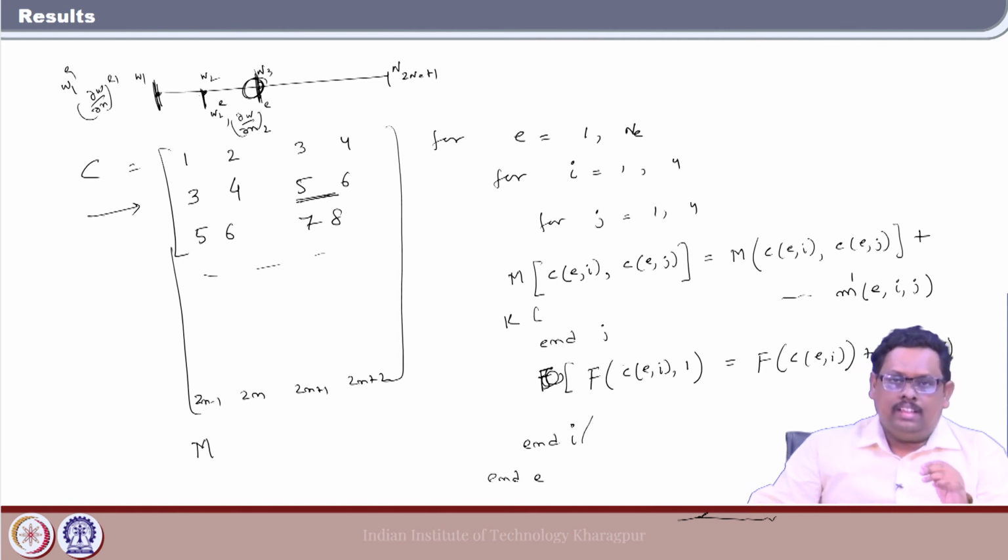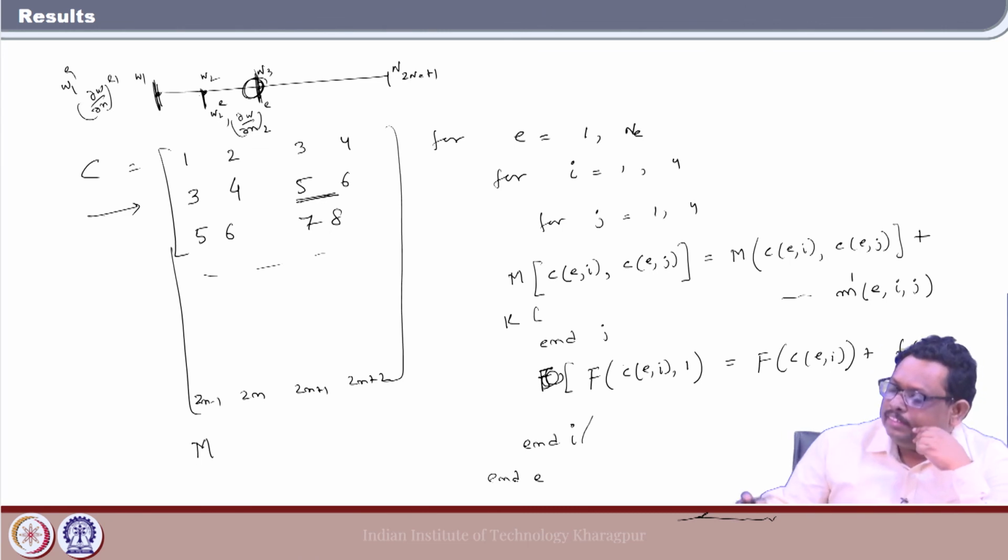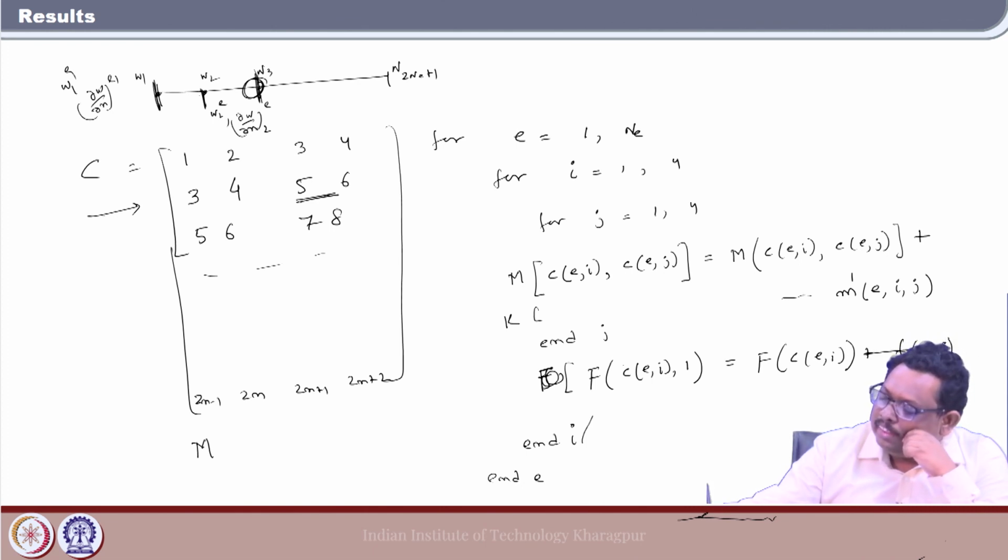Now, it is your job. This force matrix is not visible, so I will just write it at the top so that you can see F of E comma I. Okay, now you can see it, right.